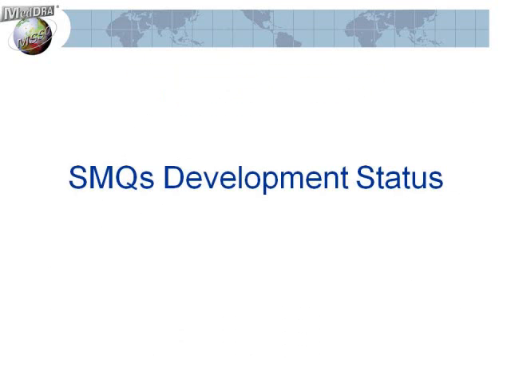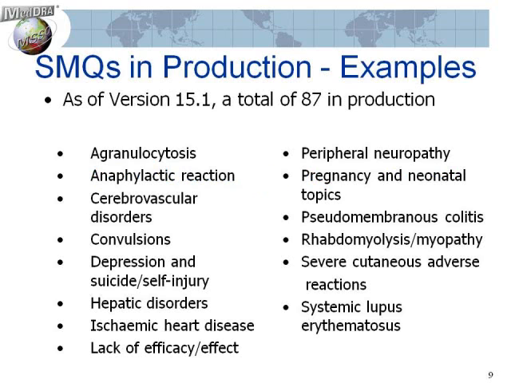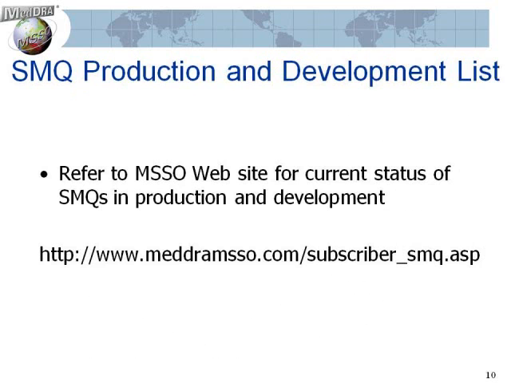Let's consider the development status of SMQs. As of MedDRA version 15.1, there are 87 SMQ topics in production. By in production, I mean available to all MedDRA subscribers. This is a list of a few SMQ topics currently in production. As you can see, they are generally topics of particular interest to the biopharmaceutical industry and regulatory authorities. For the most up-to-date list of SMQs in production or under development by the CIOMS SMQ Working Group, please visit the MSSO website at this link.